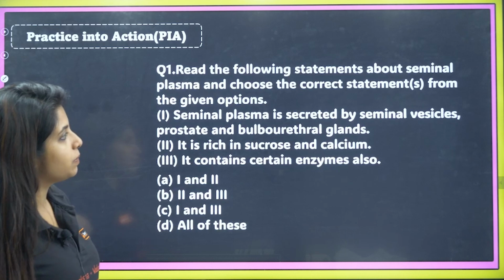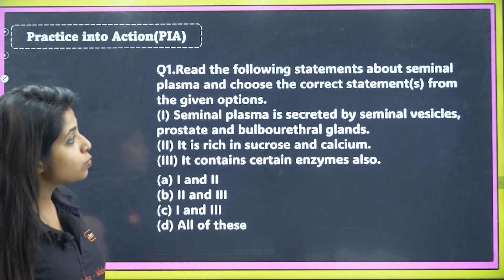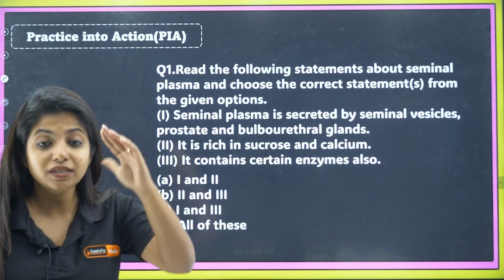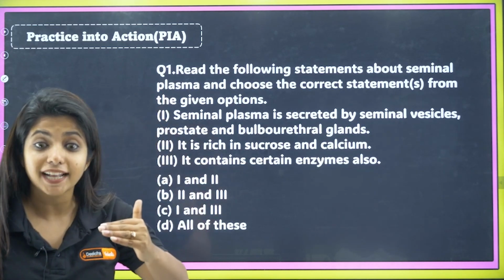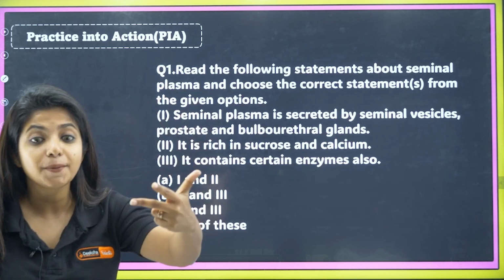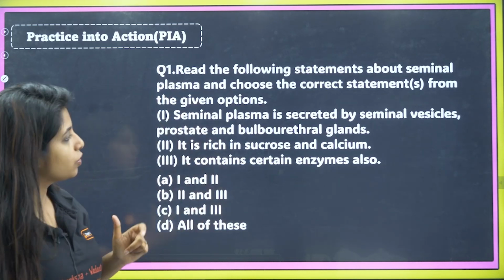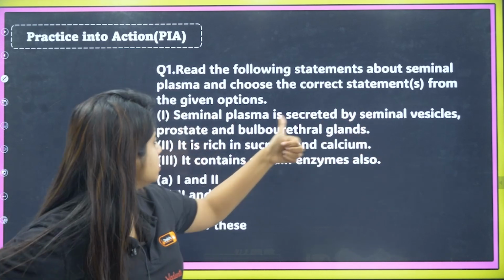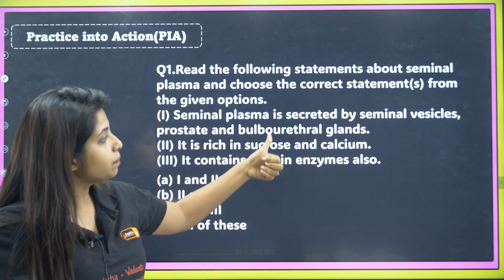So read the following statements about seminal plasma and choose the correct statement from the given options. What is seminal plasma? Remember, the secretion of all the accessory glands: seminal vesicle, prostate gland and the bulbourethral gland. So you have to tell what is correct, right? So seminal plasma is secreted by seminal vesicles, prostate gland and bulbourethral gland.